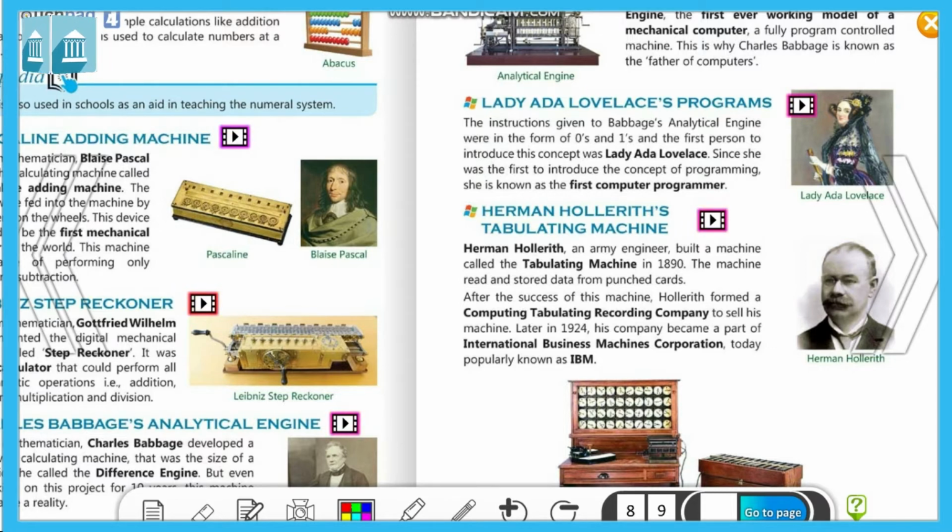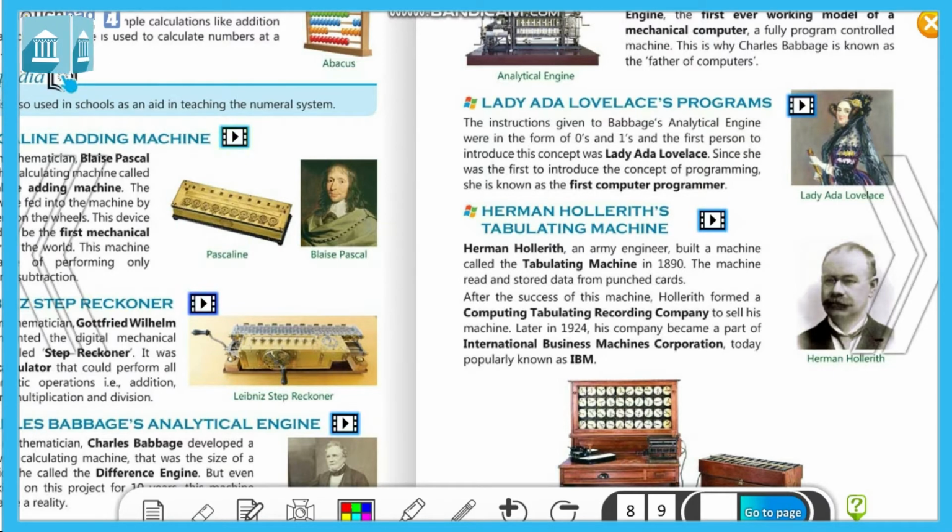Hermann Hollerith, an army engineer, built a machine called the tabulating machine. In 1890, the machine read and stored data from punch cards. So here the machine used a punch card to enter the data, to store the data.